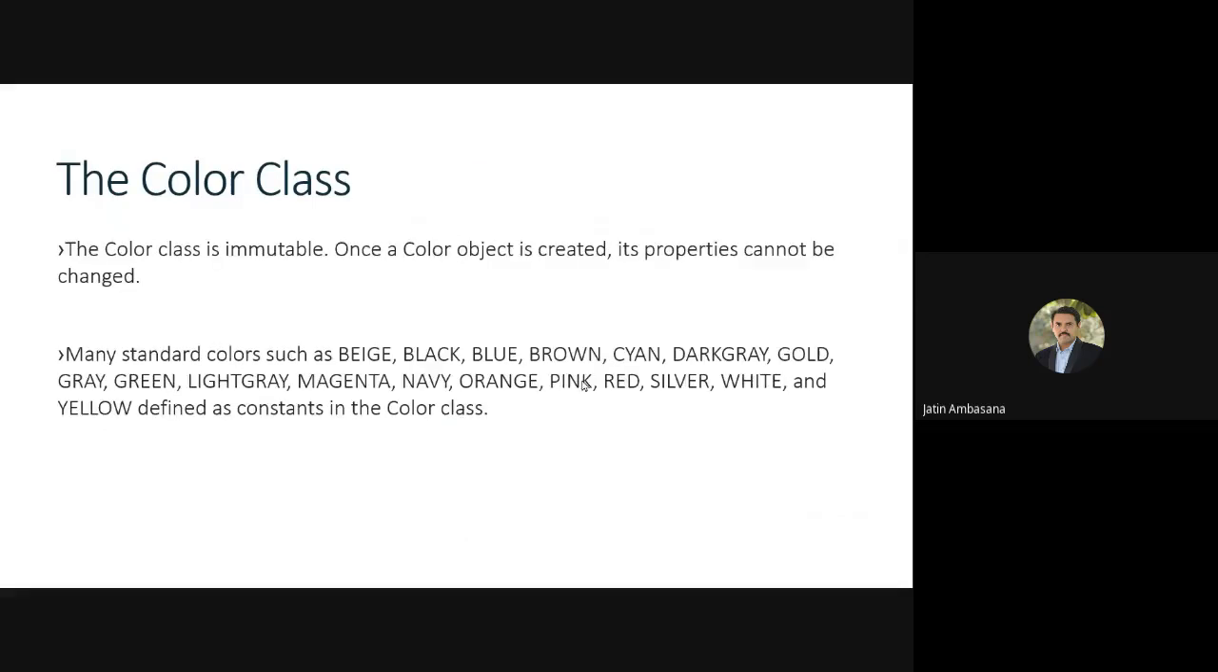So the Color class can have even these kinds of ready-made colors. You can see all are in capital, meaning these are constants. These are constant values that can be provided to create the color or to set the color of a particular object.